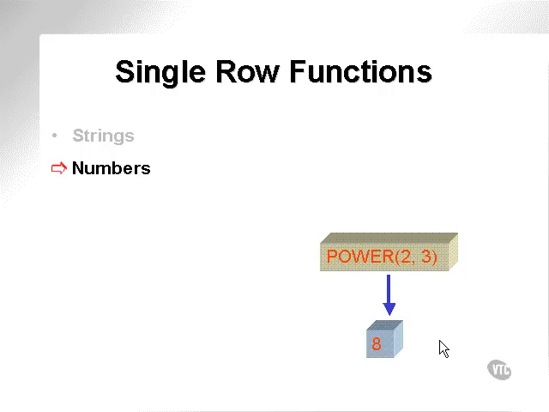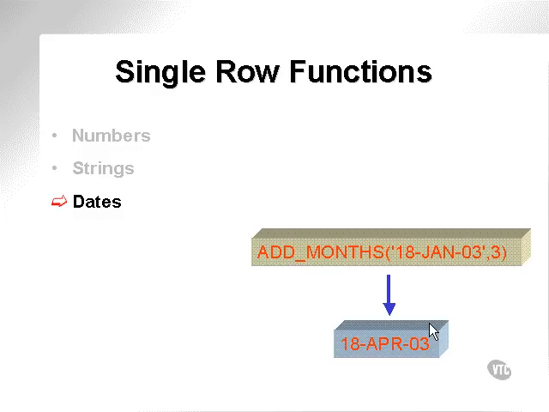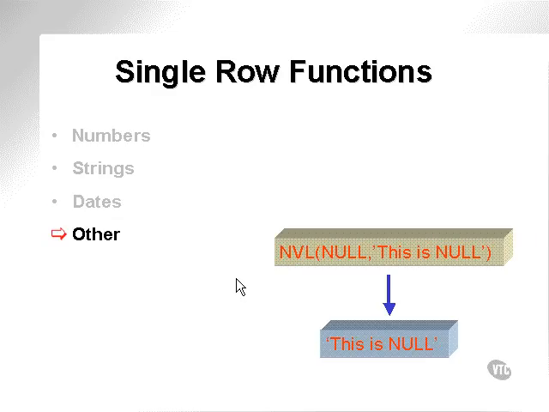Number functions. Number functions do things with numbers. For instance, as we have here, we're raising the number 2 to the power of 3, which means 2 times 2 times 2 is equal to 8. 2 times 2 is 4, times 2 is 8. Dates. Date functions do things with dates. For instance, ADD_MONTHS. Take the date 18th of January 2003 and add 3 months, and we get the 18th of April.